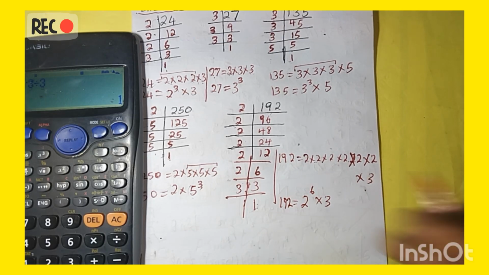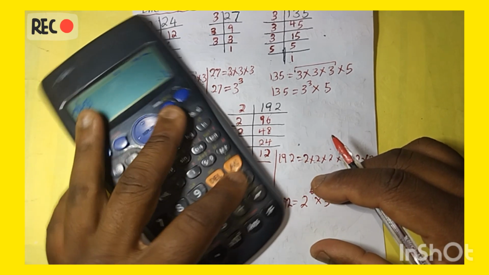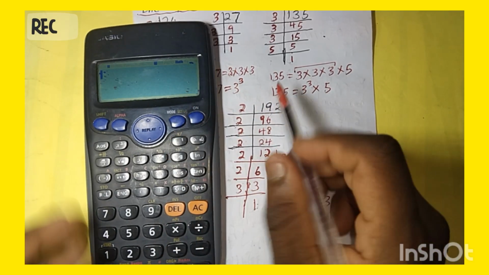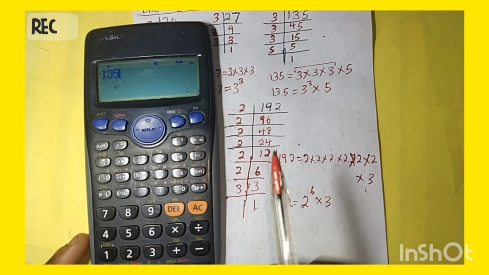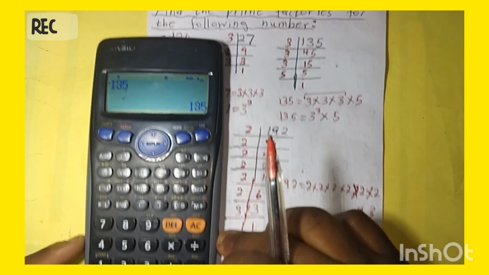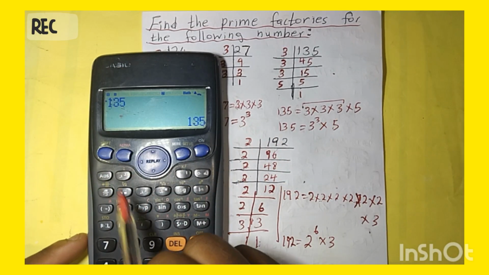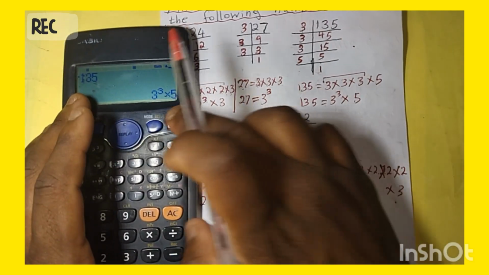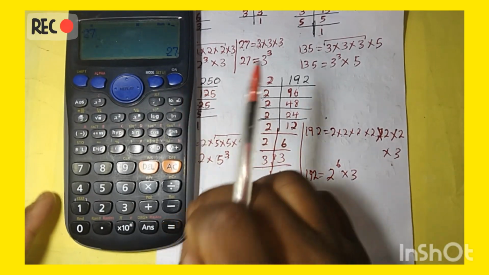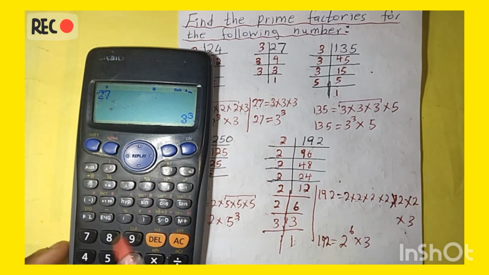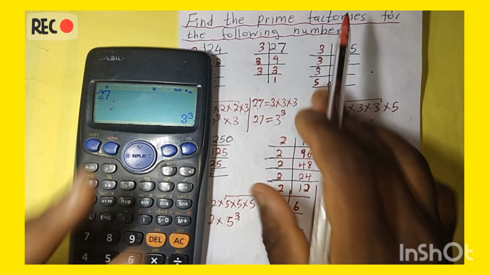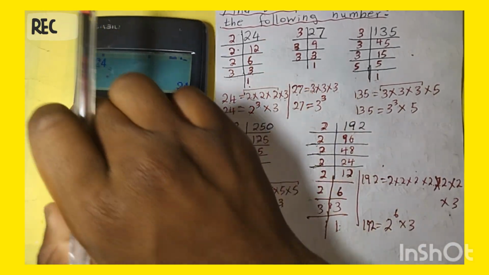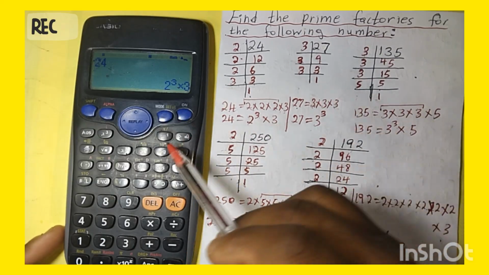So it's good for you to have a calculator. A calculator will confirm these answers, are they correct? Let me press this answer. I'll say 135, then equal, then shift, then fact. Do you see? I get that answer there. Then even here, 27 equal shift fact. This is the answer that I get there. Even this one, it's 24 equal shift fact, and the answer is this one.